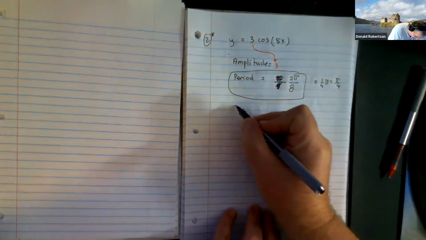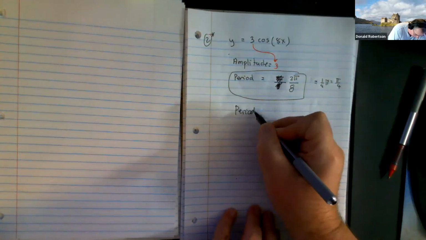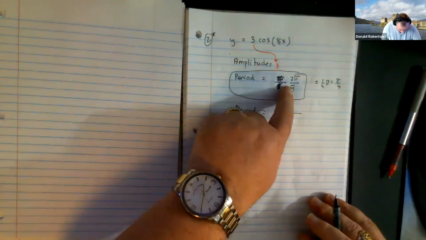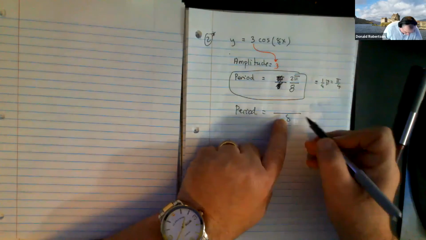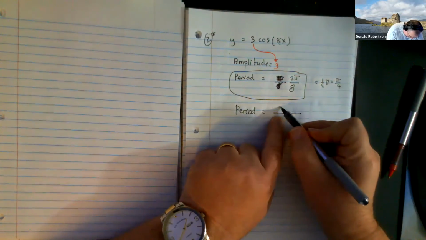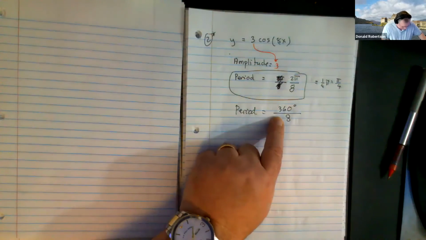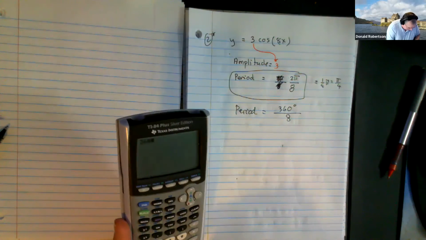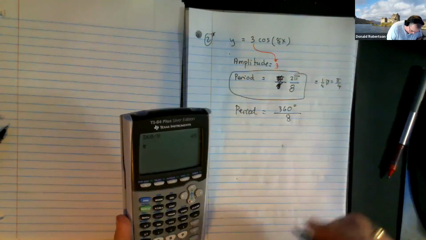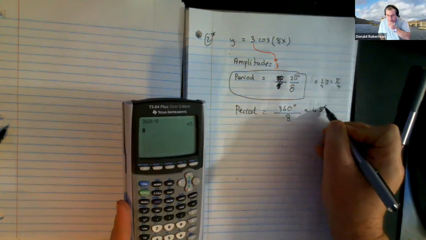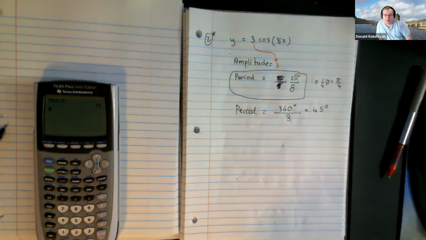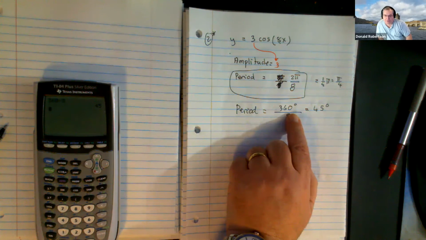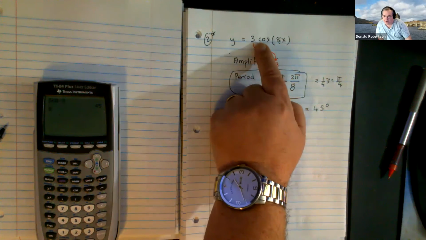Now, if you want to do it in degrees, you still divide by this guy, right? So if this is 3, you divide it by 3. If this is 10, you divide it by 10. So 360 degrees divided by 8. And the answer, if we do 360 divided by 8, is 45 degrees. So if I know I want the answer in radians, we do this. If I know I want the answer in degrees, we'll do this. This is 3 cosine 8x.